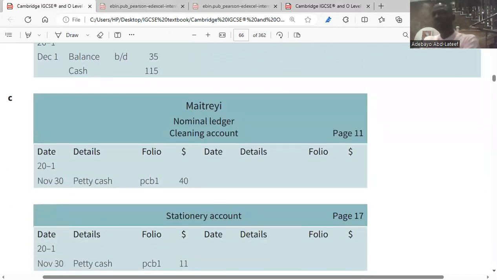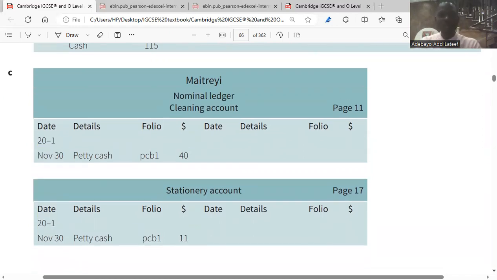So we go down. As soon as we are done with preparing the petty cash book, remember we said one of the purposes of the petty cash book is to prepare a ledger. Now we have to prepare our ledger account. So the ledger account we're going to prepare is the nominal ledger. The nominal ledger contains different accounts that are not personal, like cleaning, like stationery, like travel expenses. These are non-personal accounts. They are not people, they are not human. So we put them into the nominal ledger.